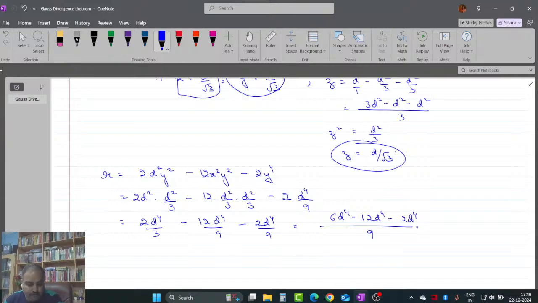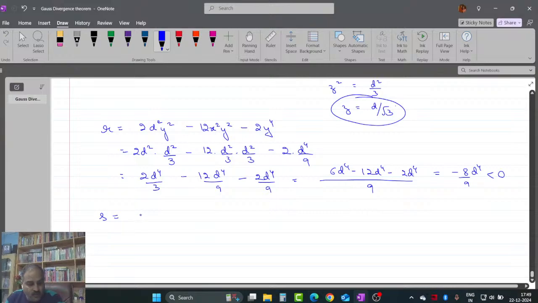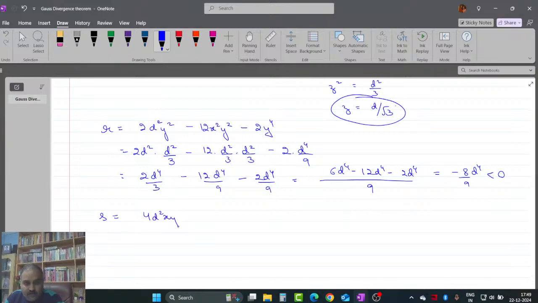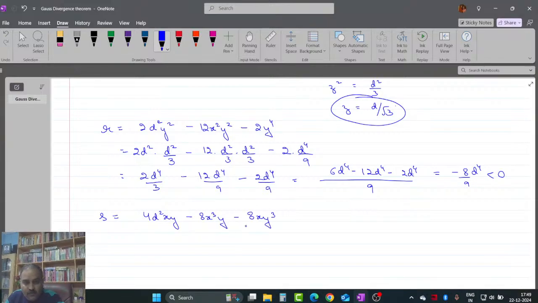So that comes to be 6 minus 12 minus 6 minus 6 and minus 2 minus 8d⁴ by 9, which is negative. So r is negative first of all. Now coming to the value of s.